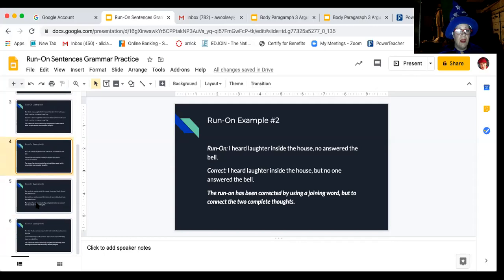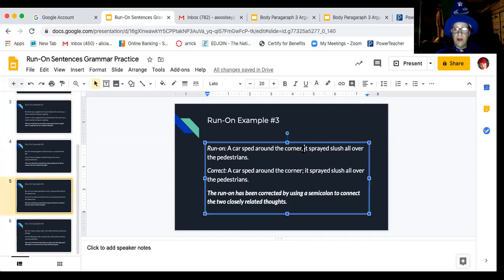Okay. That's our next one. And this one there are still probably many adults who aren't comfortable with this one, but I still want to show it to you. A car sped around the corner. It sprayed slush all over the pedestrians. And I didn't correct it right. So basically this would be, I don't know why I didn't put a semicolon. Okay, so a car sped around the corner. Yes, it did put a semicolon. It sprayed slush all over the pedestrians, okay?